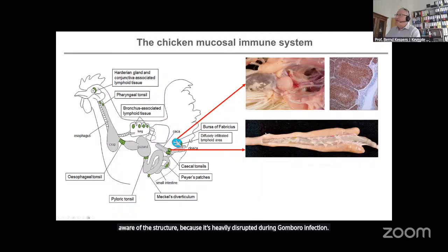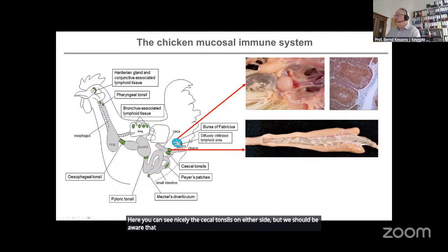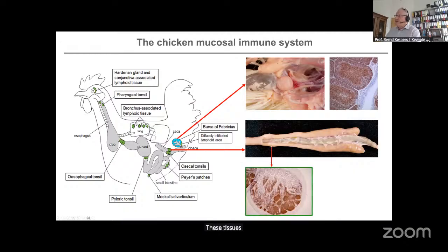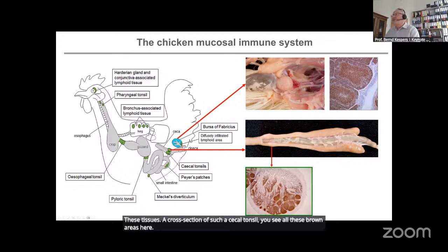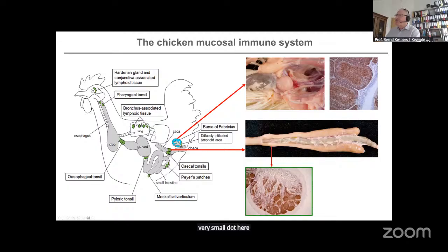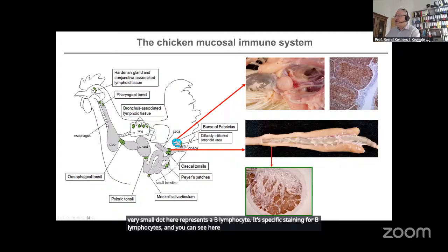Here you can see nicely the cecal tonsils on either side, but we should be aware that there are immune cells all along the gastrointestinal tract, and not only in the ceca. A cross section of such a cecal tonsil, you see all these brown areas here. Each very small dot represents a B lymphocyte. It's a specific staining for B lymphocytes. And you can see here these organized structures called germinal centers, which are very important in producing good antibodies in response to vaccination or infection.